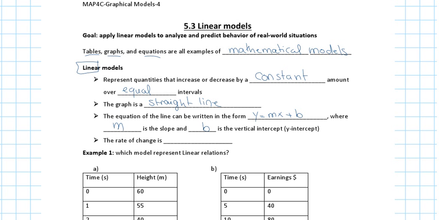And the rate of change of a linear function is? How would you define the first difference for a linear function? Is it the same or is it different each time? It's constant, right? So the rate of change or the first difference is constant. That's what defines linear.